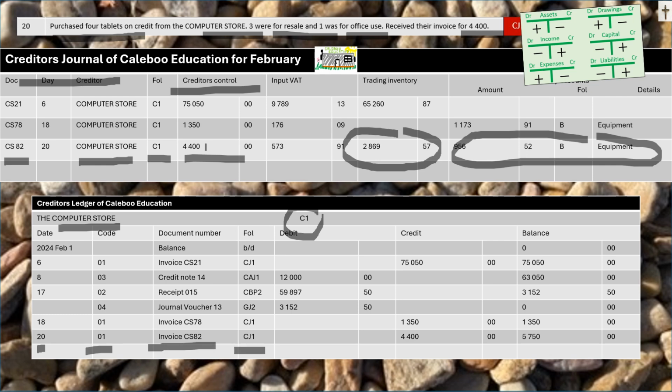Where did we get the information? From the creditors journal. Increase in liabilities, rule says credit. And now the balance has increased from 1350 plus the credit purchase of 4,400. It's now 5750. So on the 20th, that's what we owe the computer store.